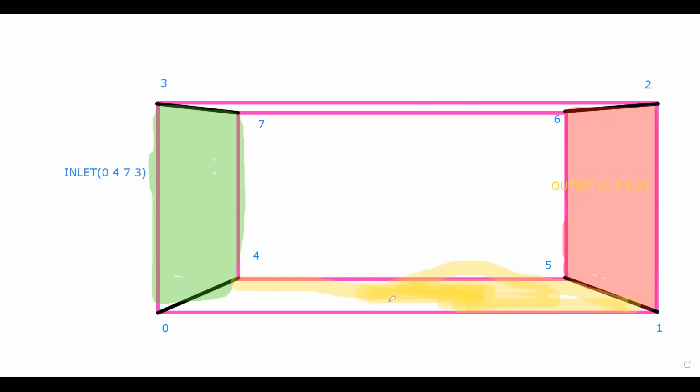Did you see this pen? Yes, in yellow. This is my lower wall. Let me write here for you: lower wall. What about its plane? Its plane is 0, 4, 5, and 1.